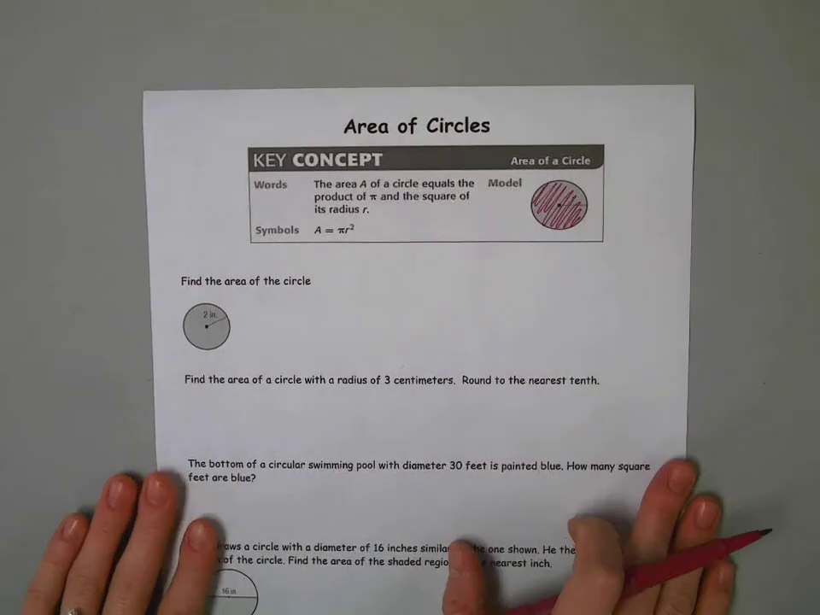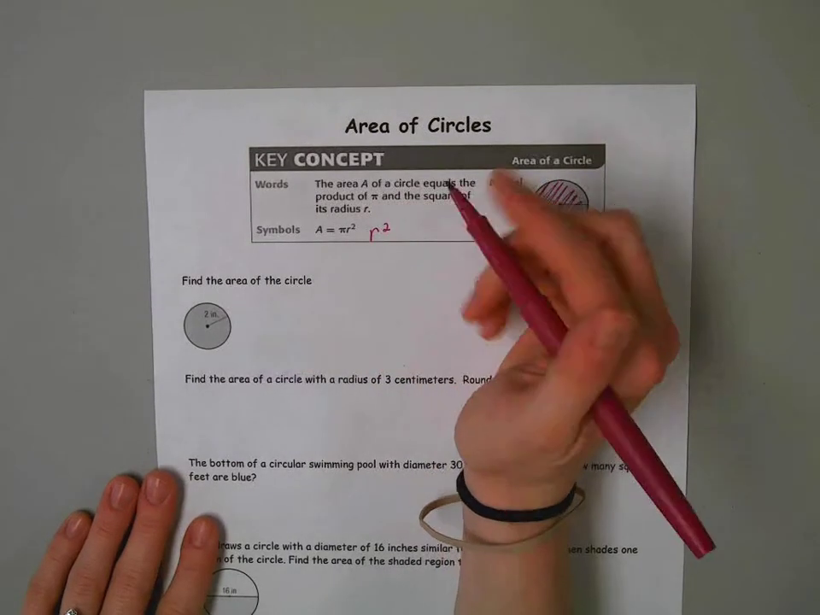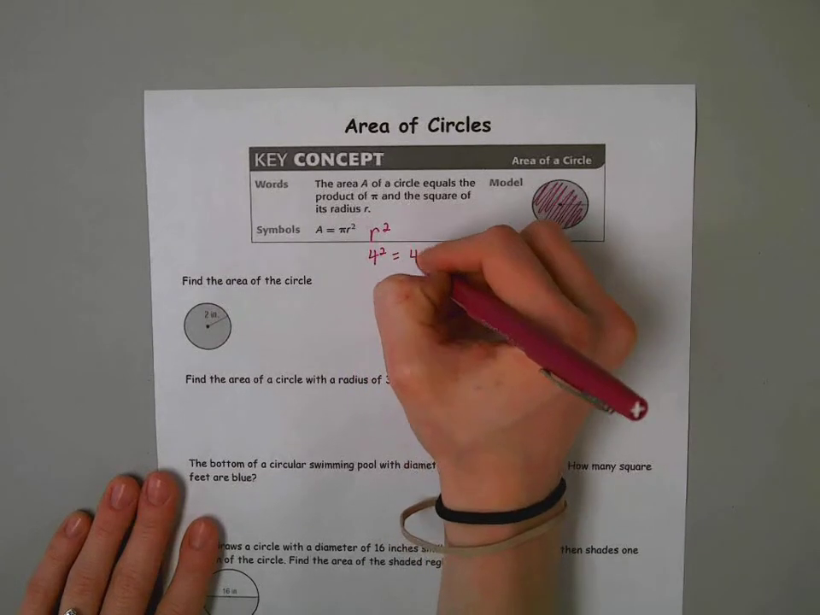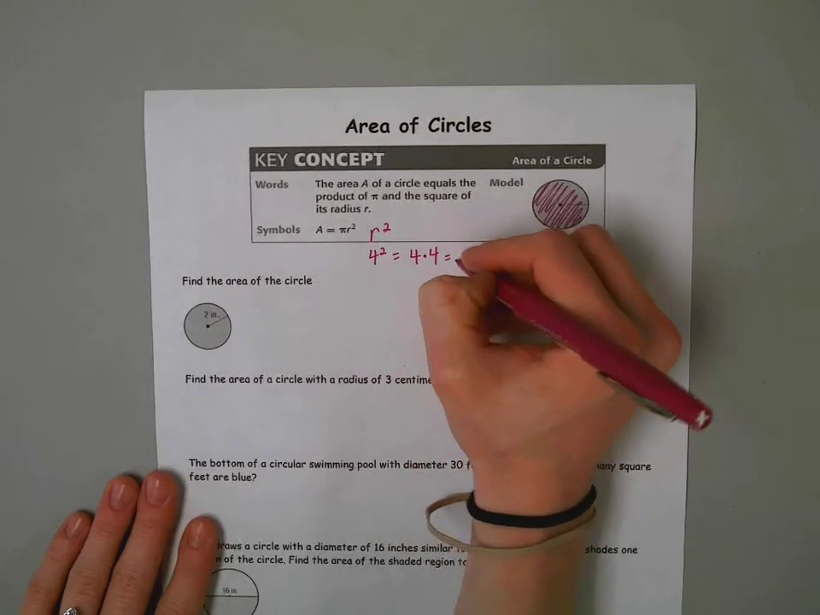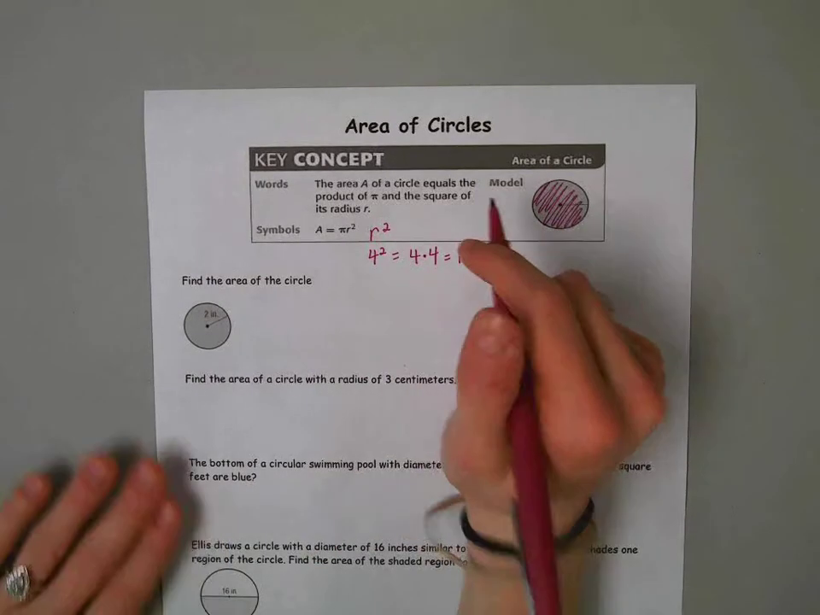A reminder is that r squared does not mean r times 2. For example, if I have 4 squared, that is equal to 4 times 4, which is 16. Let's go ahead and look at an example.